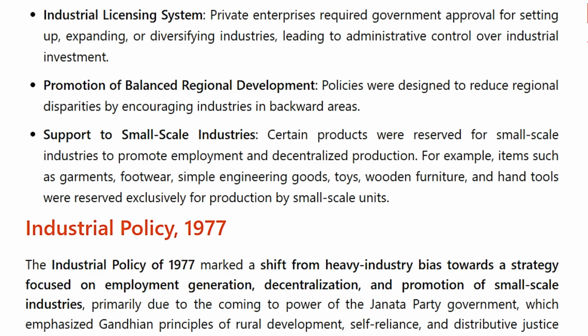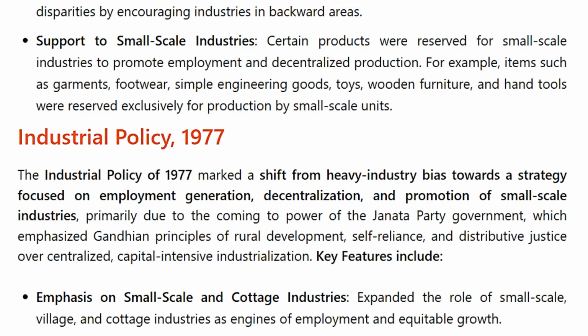Support to small-scale industries: certain products were reserved for small-scale industries to promote employment and decentralized production. For example, items such as garments, footwear, simple engineering goods, toys, wooden furniture, and hand tools were reserved exclusively for production by small-scale units. Industrial Policy, 1977.